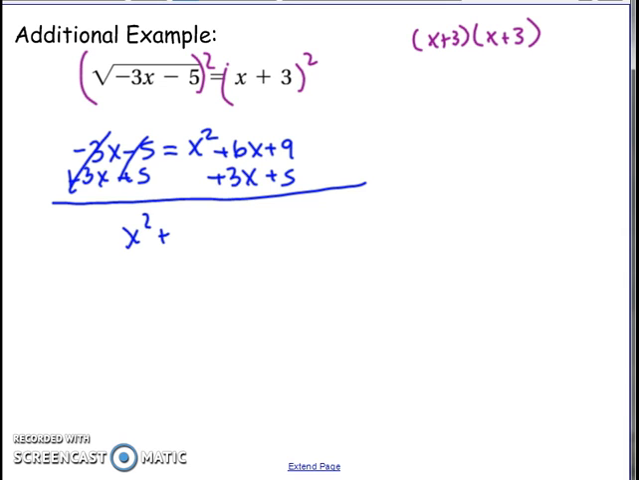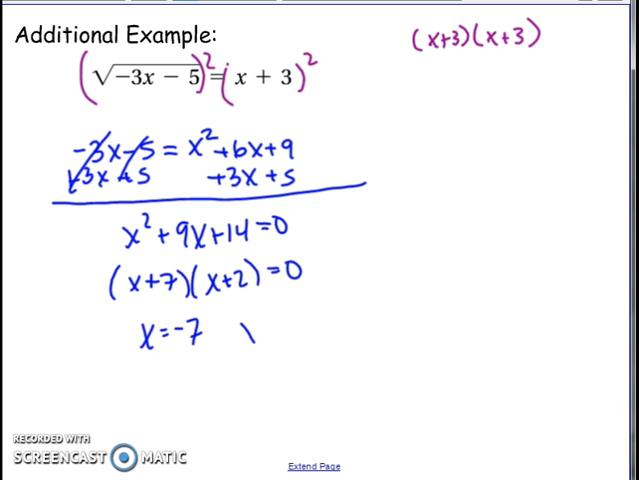X squared plus 9x plus 14 equals 0. Multiplies to 14 and adds to 9. We're going to use 7 and 2. So when we solve this, we get negative 7 and negative 2. And now we have to check. So since there was variables on both sides, and we got 2 answers, we need to check this.